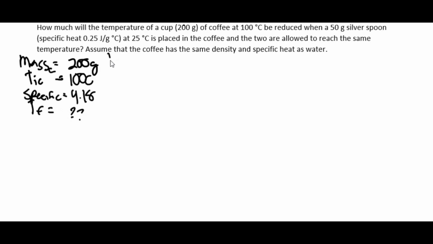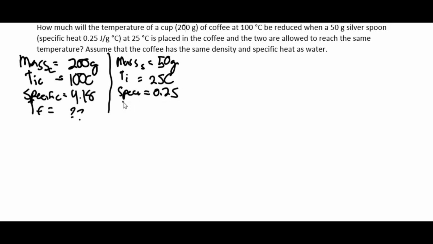So let's move on to the silver spoon. So the mass of silver spoon is 50 grams. Initial temperature is 25 Celsius. And the specific heat is 0.25. And then final temperature is missing.